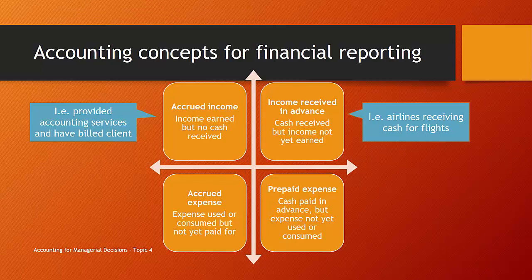If we move down to the bottom left, we're now looking at expenses. So for accrued expenses, these are expenses which have been used or consumed but not yet paid for. An example of this would be staff who have worked for you and you haven't paid them yet. When you look at the expenses being used or consumed, that sounds bad when we're talking about people, but you have used their human capital, you've used their resource, to help your business do what it needs to do, and you haven't paid for them yet.